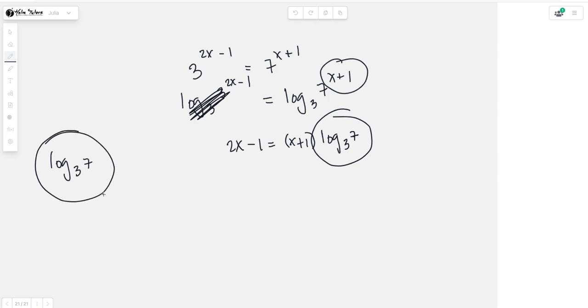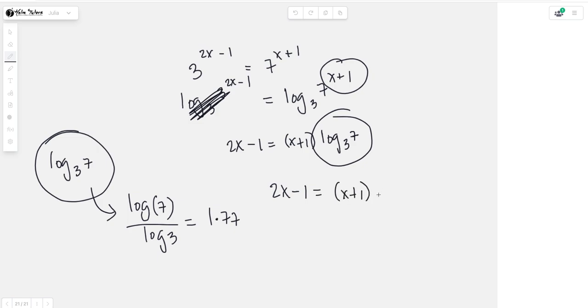This is only to make sense of numbers like this, that you would change into log 7 over log 3. And if you did that, the number you get is this ugly number 1.77. And so then the equation would turn into 2x minus 1 is equal to x plus 1 times 1.77. And then you distribute the 1.77 over here and over here. So you get 2x minus 1 is equal to 1.77x plus 1.77. I don't even want to keep talking because you know how to solve this. Subtract 1.77x from both sides.